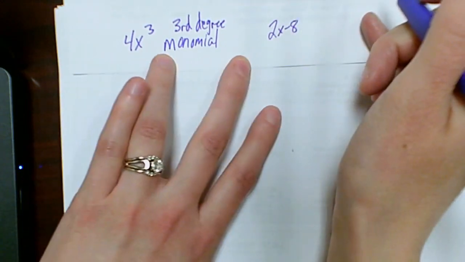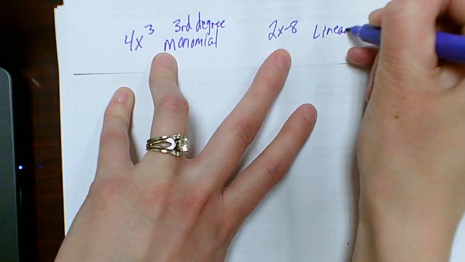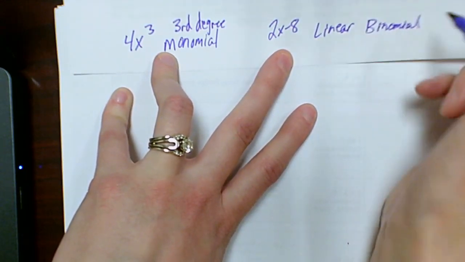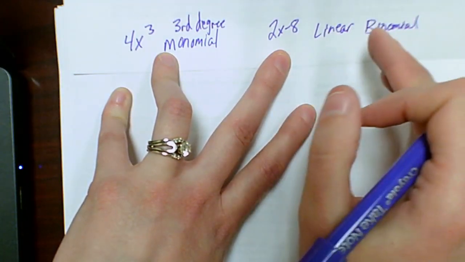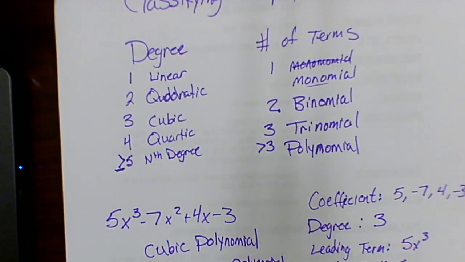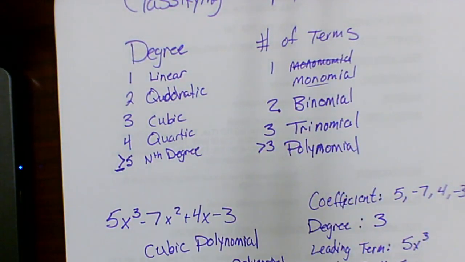And the last one, 2x minus 8. This is a linear binomial or a linear polynomial. A lot of times we use just the nth degree and the polynomial, especially if we can't think of linear or quadratic or these specific ones. We can just say it's a second degree polynomial. It's a 7th degree polynomial.